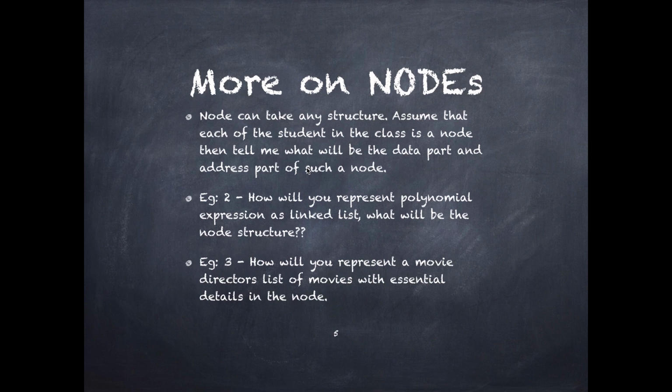A polynomial expression. If you are given a polynomial expression, how will you create the linked list of a polynomial expression? I'll pause here for a while. Please draw it in your notebook. How will you draw a linked list for a polynomial expression? First, write a polynomial in a single variable. Then identify what the features of a polynomial expression are.